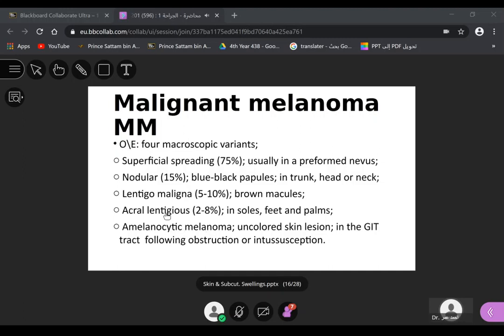Amelanocytic. A means no, and melanocytic means no melanin. So you don't see that black color, which you can see also in other types.